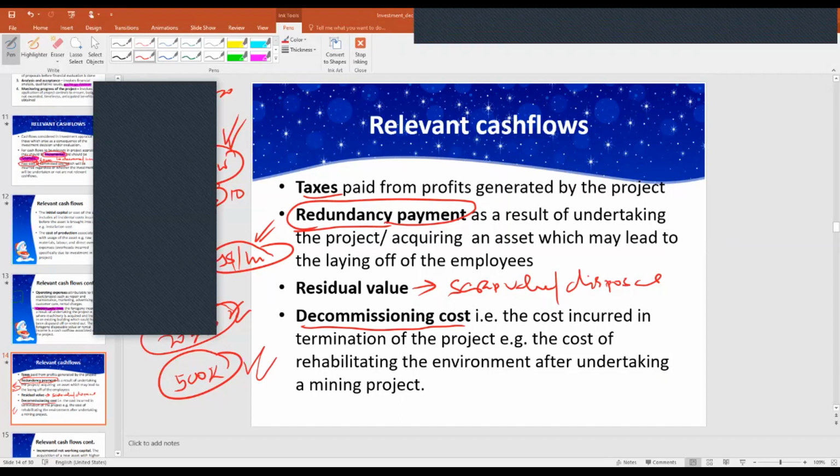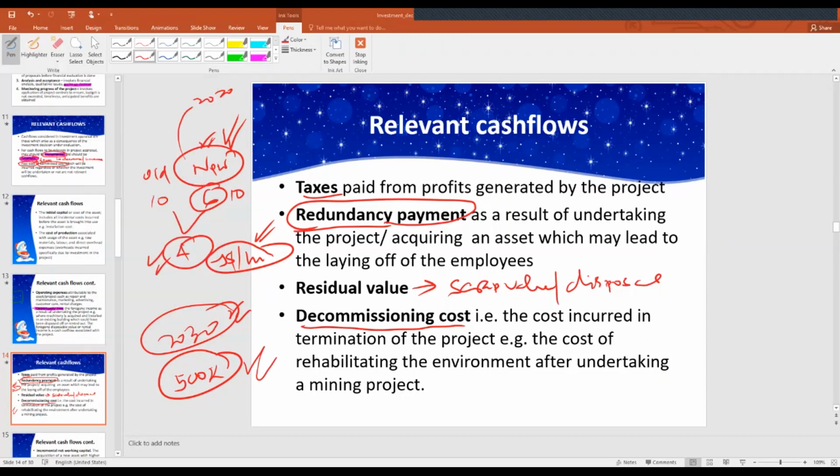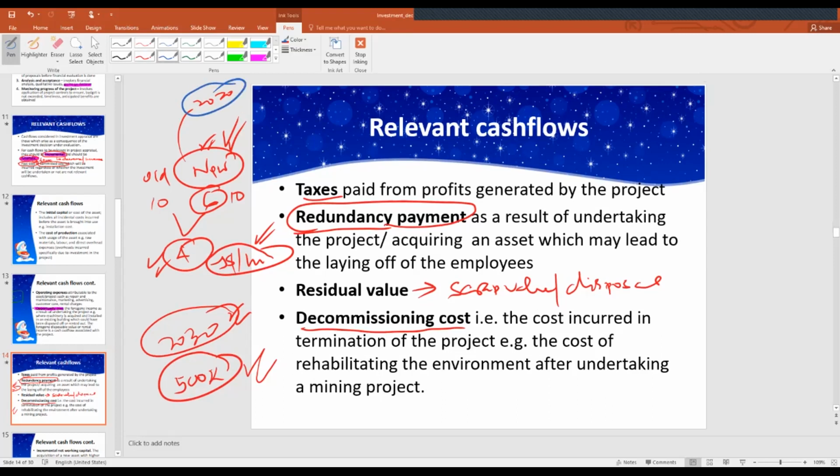Residual value. Yes. If, for example, this is an investment, let's take the simplest example: a machine which you bought in year 2020. We bought this machine in year 2020, and now at the end of its life, assume the end of life is 2030, at the end of the life of the machine, year 2030.